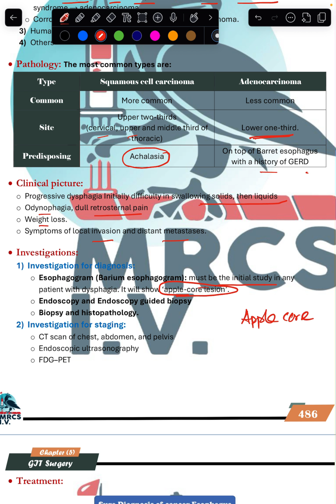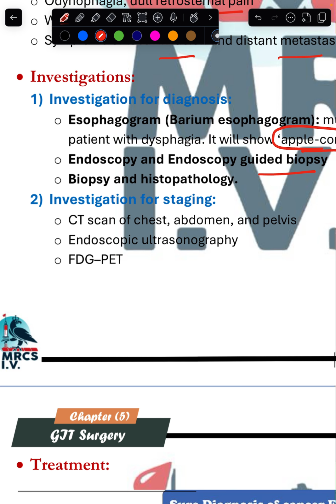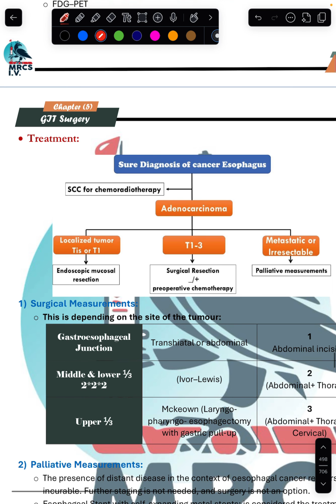Endoscopy and endoscopy-guided biopsies can be done, so biopsy and histopathology. CT scan of the chest, abdomen and pelvis to rule out any secondaries. Endoscopic ultrasound is done. FDG PET to rule out malignancy in any other part of the body. The sure diagnosis for esophageal cancer, how can you make a 100% clear diagnosis, is biopsy.